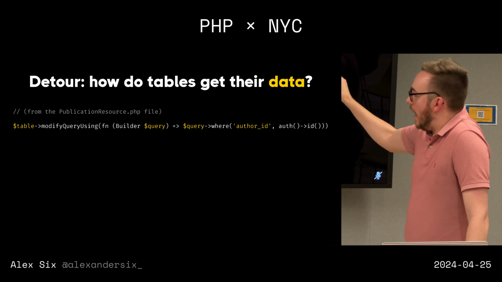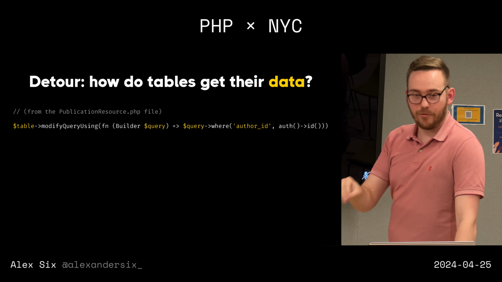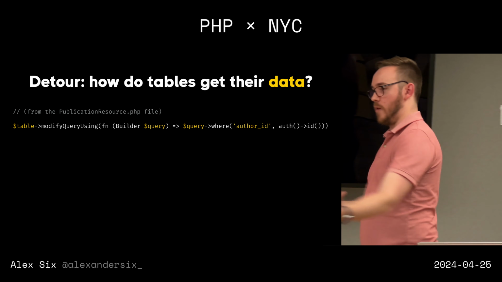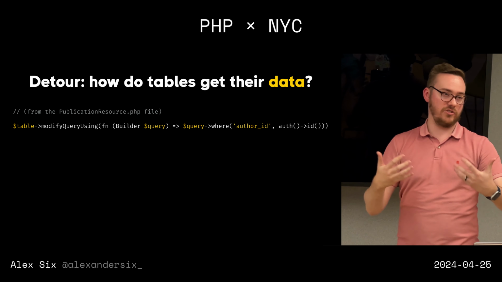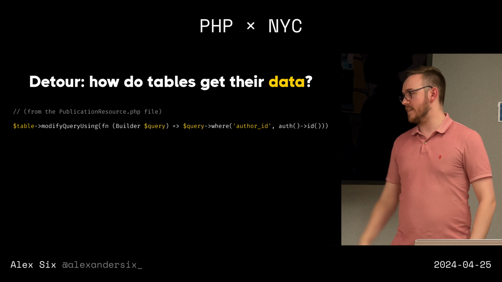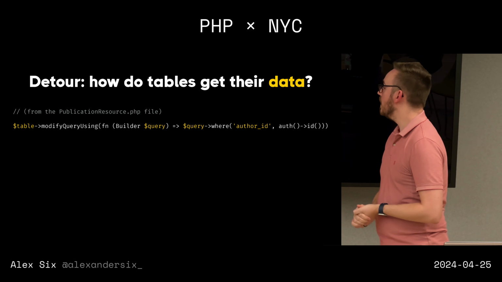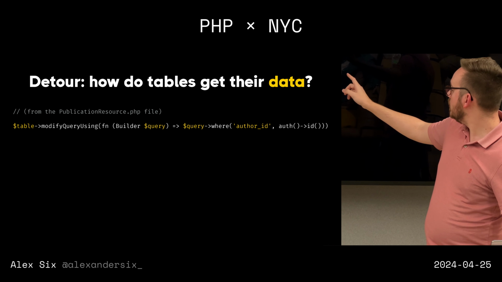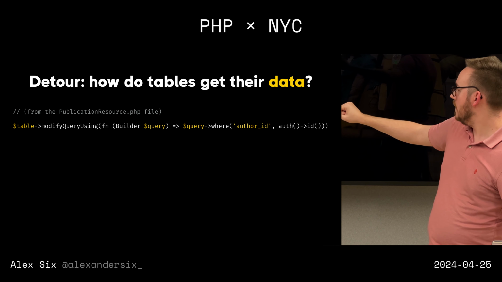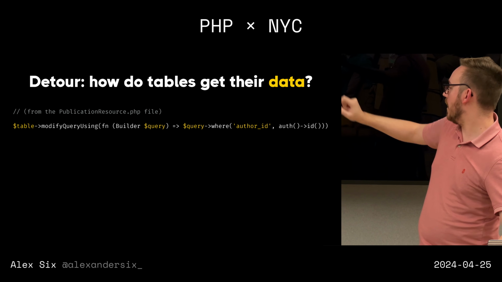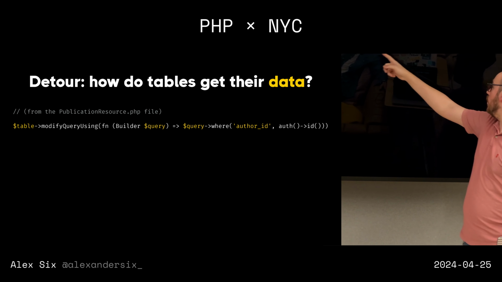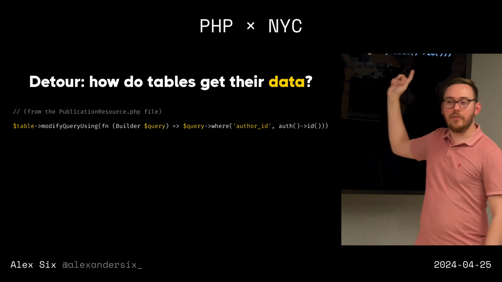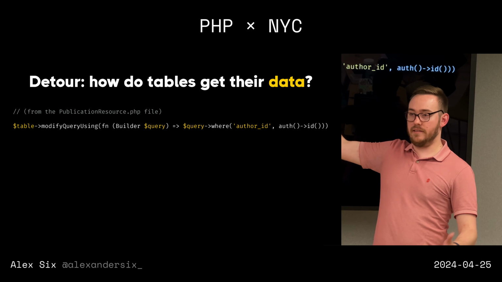So quick detour, how do tables get their data? By default, Filament's just going to grab all the results in your table and paginate them by 10, 20, 50, however many you say. However, if we chain, in addition to the columns method, this modify query using method, we can actually modify the query that Filament is using to get these different results.